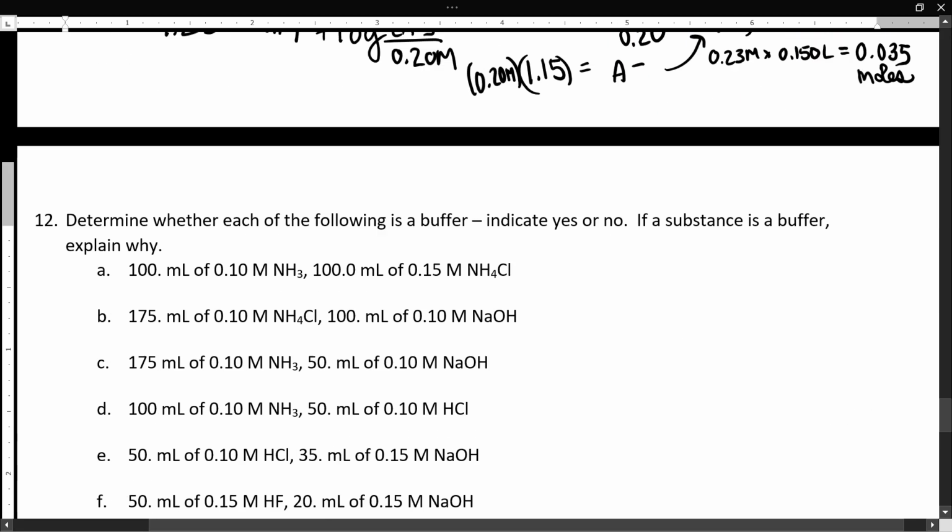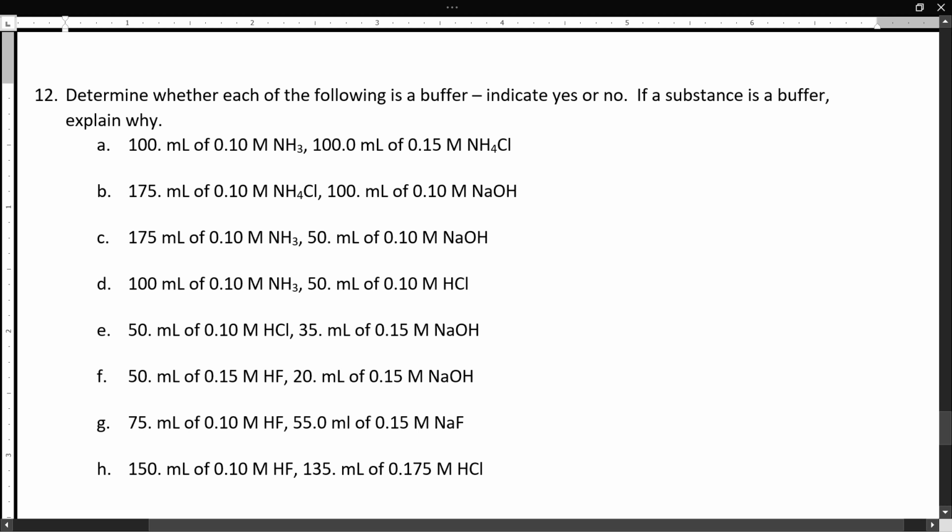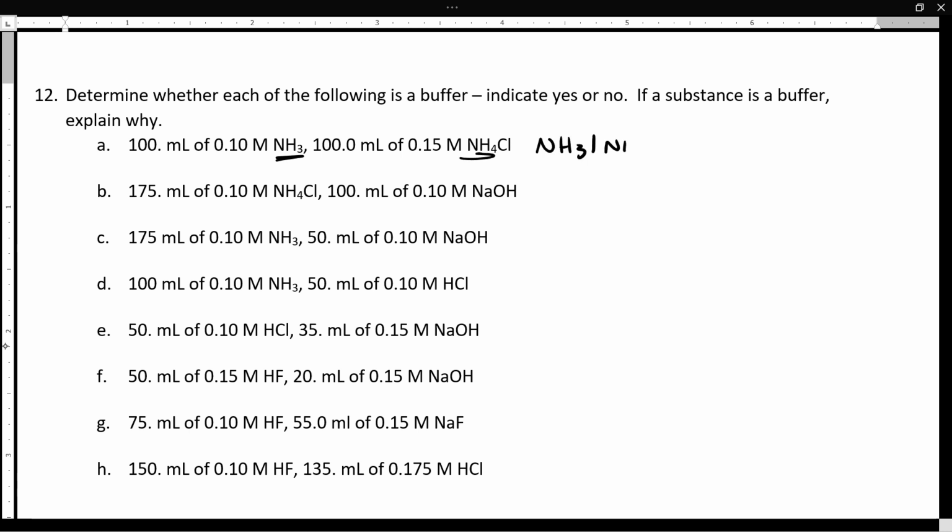Okay, so here's a good one. Which is a buffer, yes or no? Tell us why. Okay, so this first one is definitely yes. You've got NH3, NH4 plus, definitely yes.